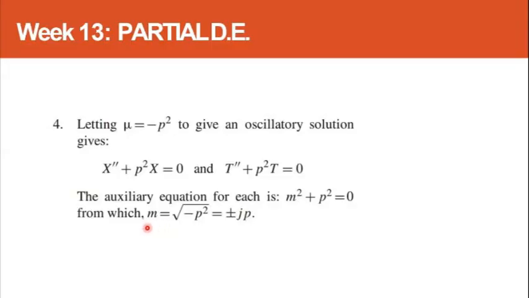Kaya nagkaroon tayo ng m is equal to square root of negative p squared or equal siya sa plus minus jp. Ito yung hindi pa natin na-determine, and p. Yan.